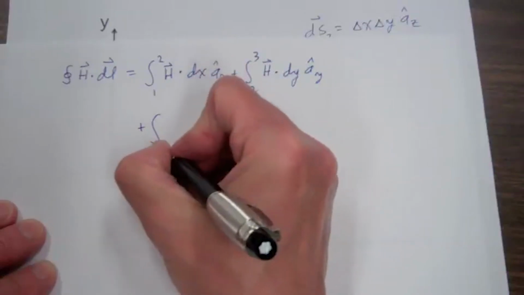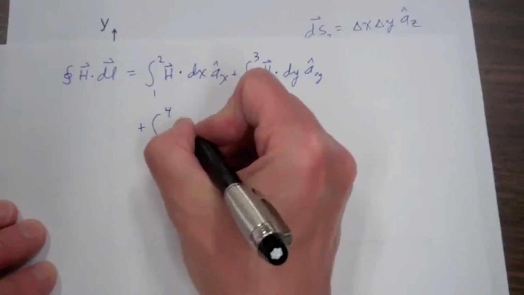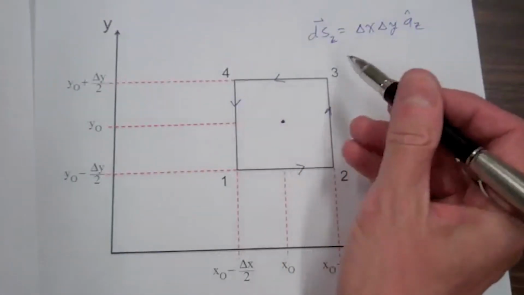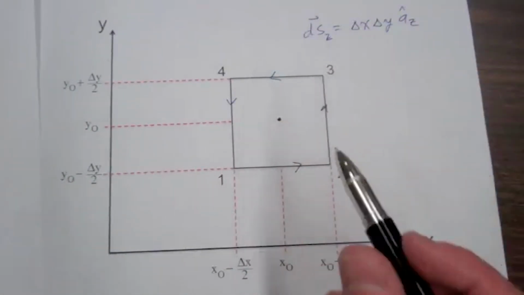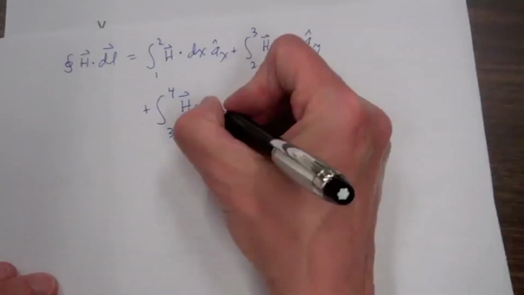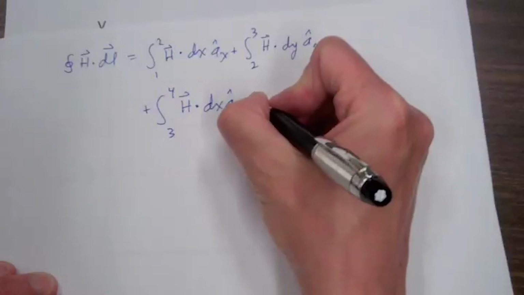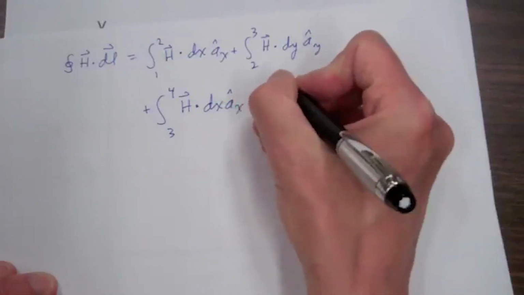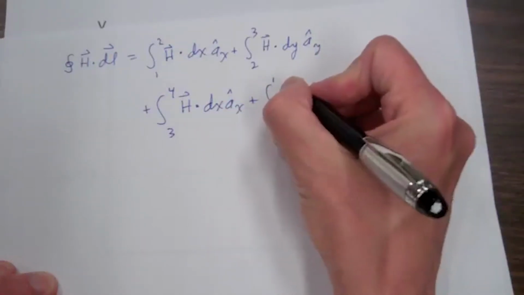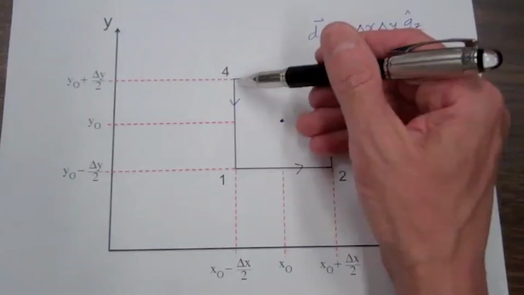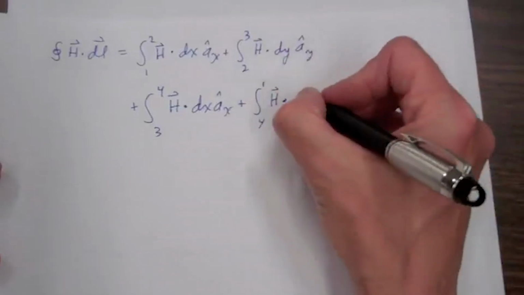plus the integral from 3 to 4 of H dot dl, and going from 3 to 4, dl is going to be dx a sub x. And to complete our path, we'll go from 4 to 1, H dot dl, and dl from 4 to 1 is dy a sub y.